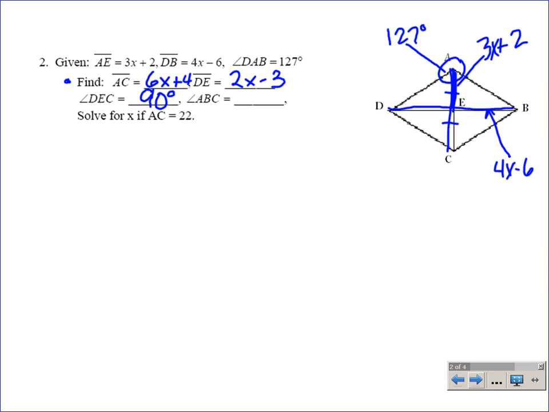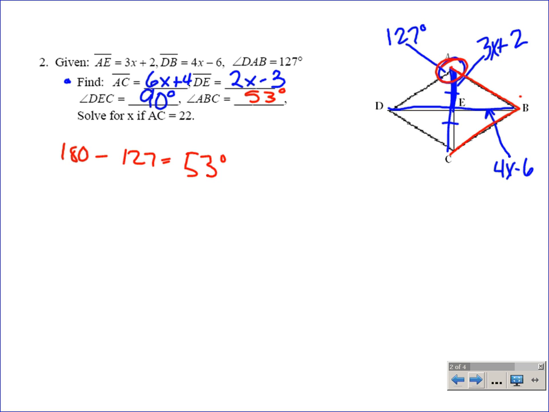What about the measure of angle ABC? Yeah, if we know this angle up here is 127, how are these consecutive angles related? They're supplementary. So you say 127 subtracted from 180. That's going to equal, what did you say, 53? 53 degrees. Those two are supplementary angles. They're consecutive angles, so they're supplementary.